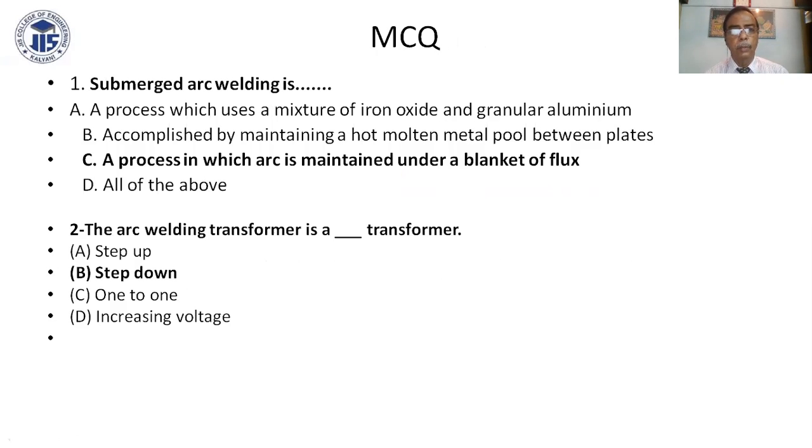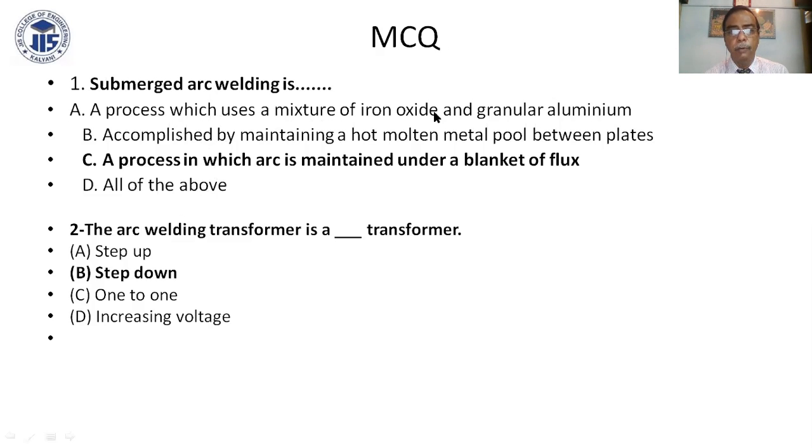These are some MCQ questions. Submerged arc welding is a process which: A. uses a mixture of iron oxide and granular aluminum; B. is accomplished by maintaining a hot molten metal pool between plates; C. is a process in which the arc is maintained under a blanket of flux; D. all of the above. So these are the four options given. We will discuss which one is correct, and then the correct answer will be given.